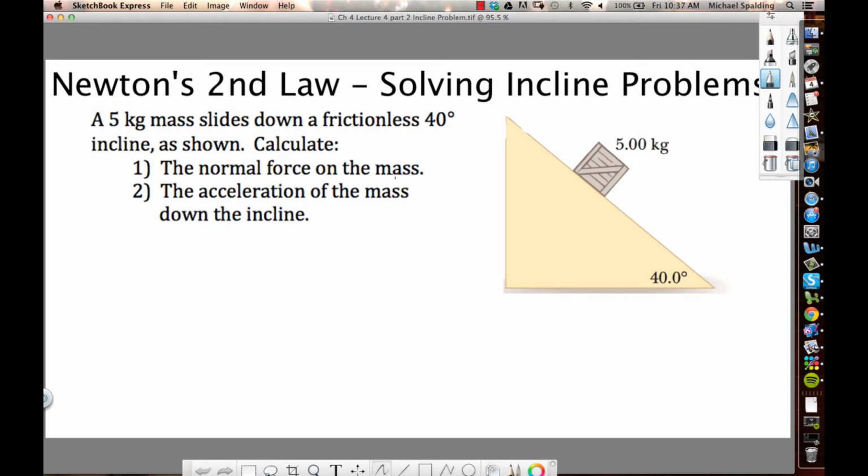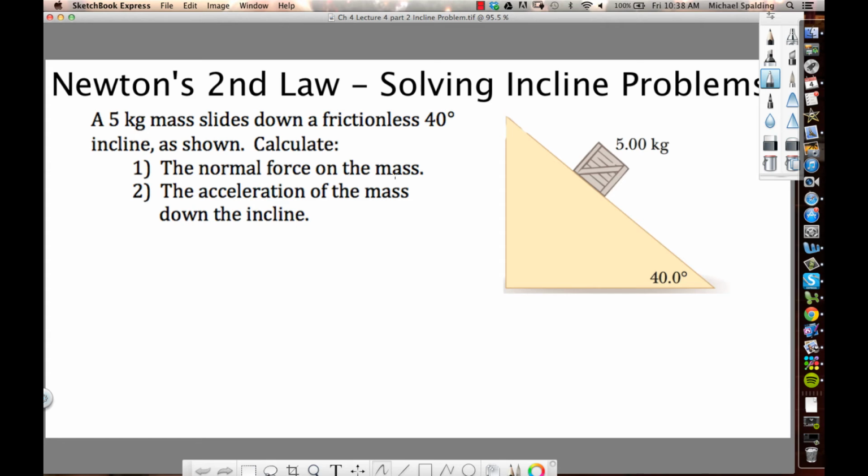Okay, so I'll give you 10 minutes to work on it. How many forces are on this block? 2 or 3? 2. There's only 2 forces on the block. What are the 2 forces? Gravity and normal force. That's it. If friction were present, that would be a third force, but no friction yet.